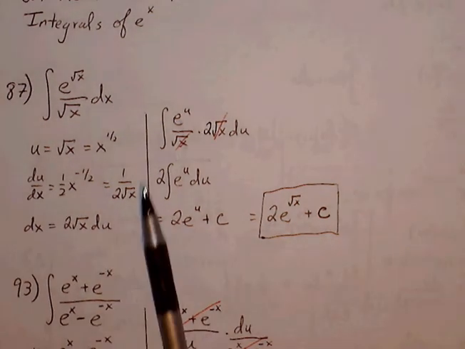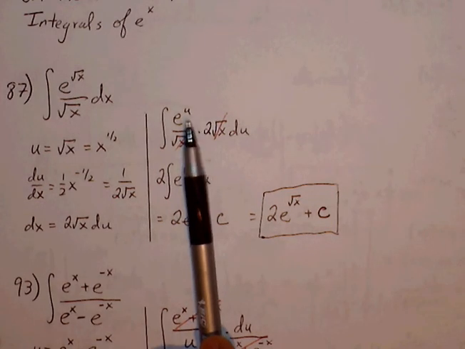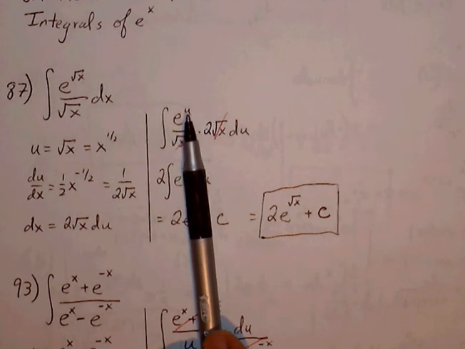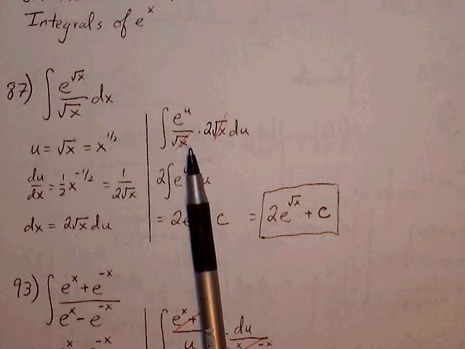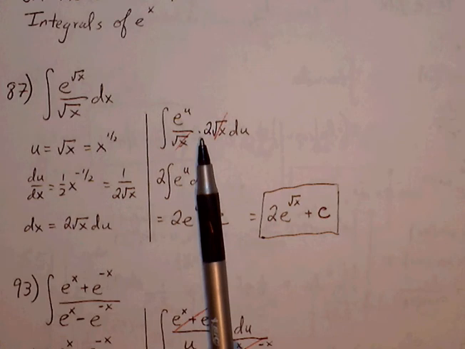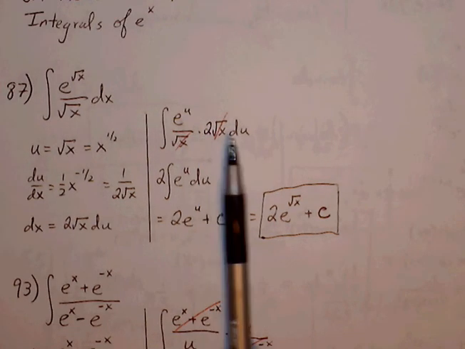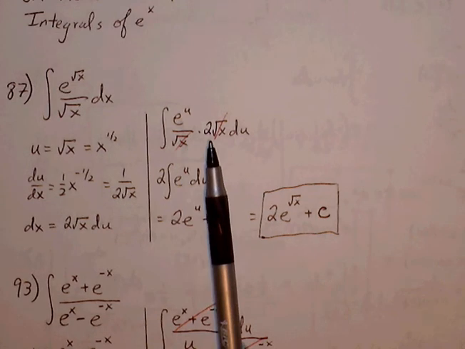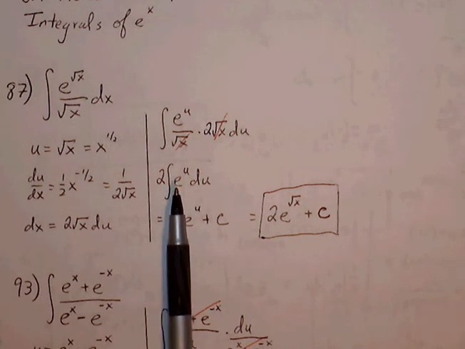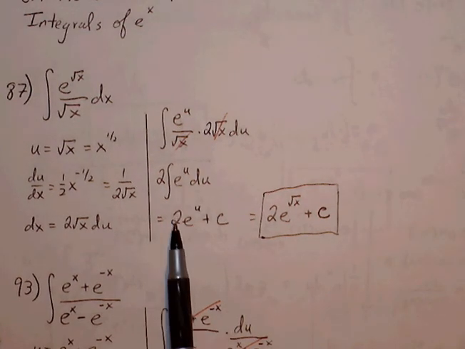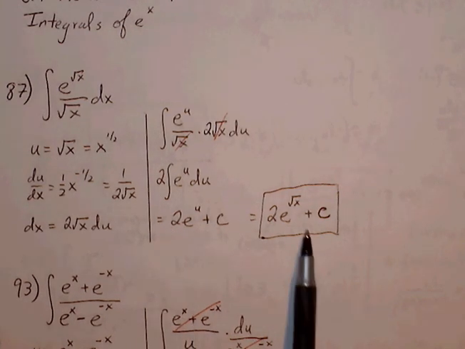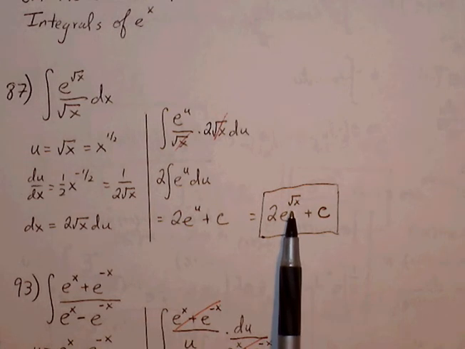We make our substitutions. E to the u: now we only want the exponent, square root of x, to get replaced with u. We don't want this other square root of x to get replaced with u, because we want this to cancel out. And it does cancel out. Dx gets replaced with 2 root x du. Root x's cancel out. Pull the 2 in front as a coefficient, so 2 times the indefinite integral of e to the u du. And the integral of e to the u is simply e to the u plus c. Tack on the coefficient, and then rewrite our solution in terms of the original variable x.